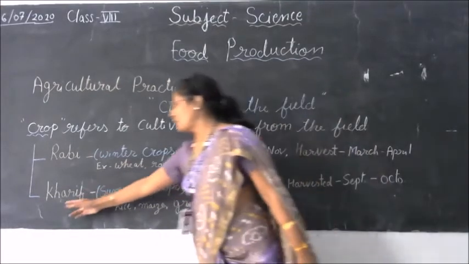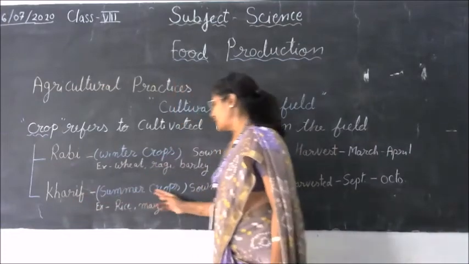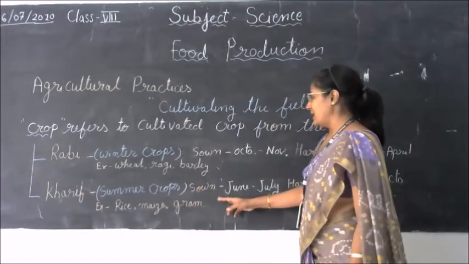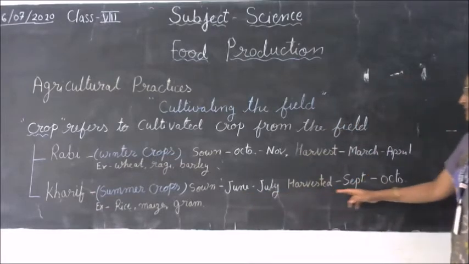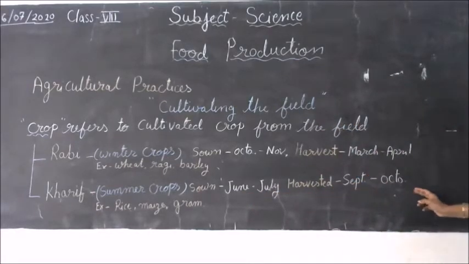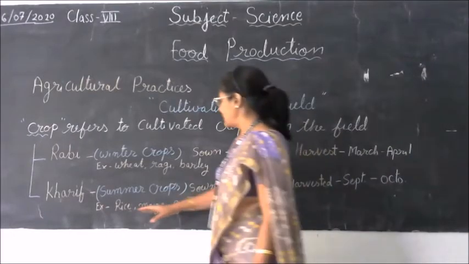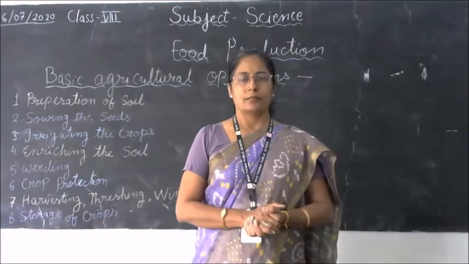Whereas Kharif crops are called summer crops. They are sown in June and July and harvested in September and October. For example, rice, maize and gram.